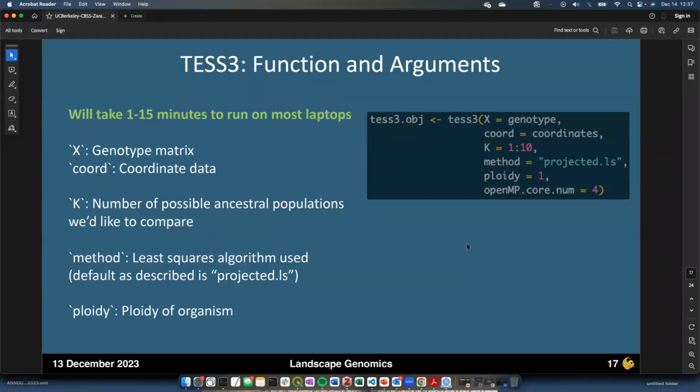Ploidy, we're working with haploid individuals, so we have just ploidy equals 1. This isn't super necessary. It depends if you're working on something like a cluster where you want to determine the number of cores that you're using for analysis. But for now, you can ignore that with your computer. It'll default to 1.